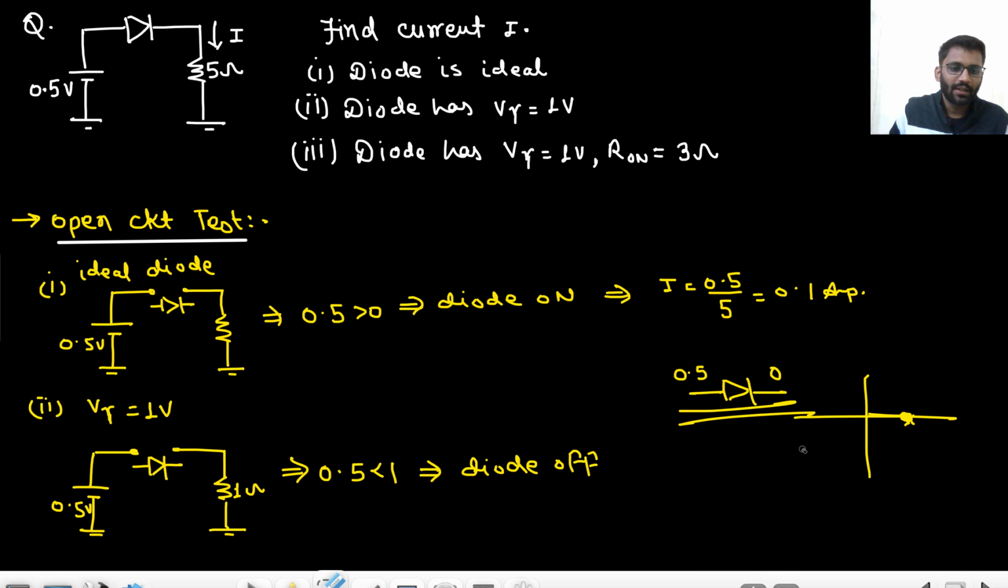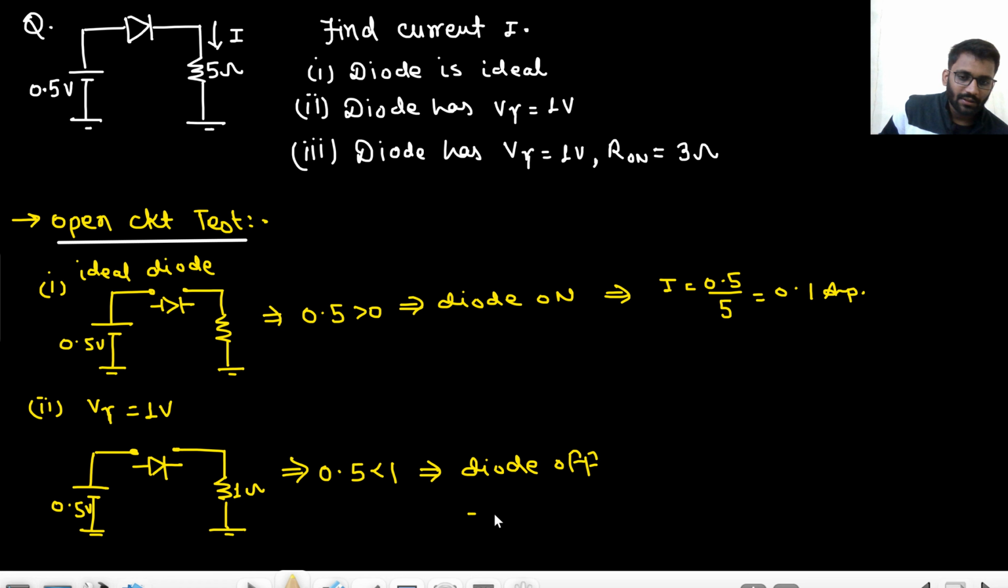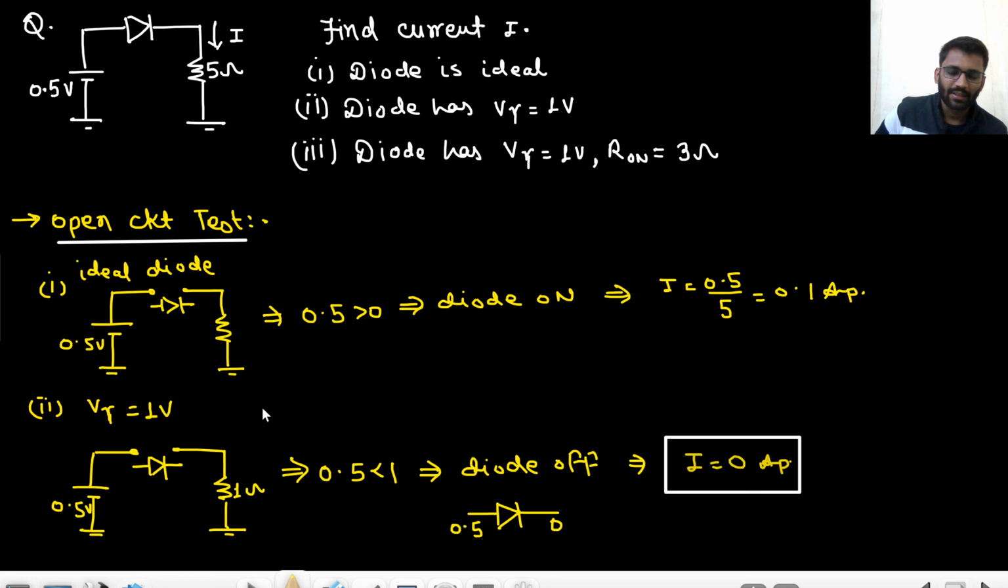Okay, so this I will write. Why it is off? Because it doesn't clear the cut-in voltage. Here you are having 0.5 and here you are having 0, but you at least need 1 volt. So diode will be off and current will be 0 ampere. And same in the case of third case as well. Same thing will happen in third case as well, when V gamma is equal to 1 volt and R on is equal to 3 ohm.